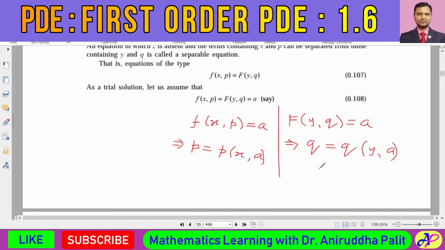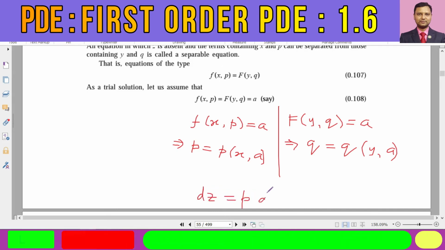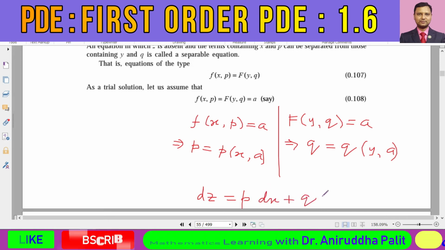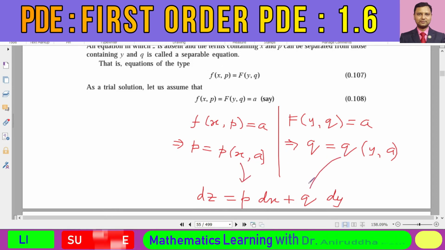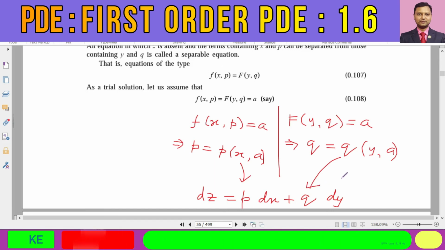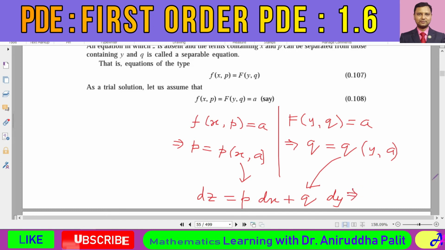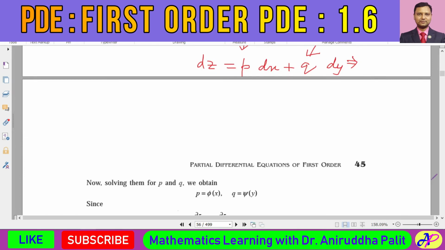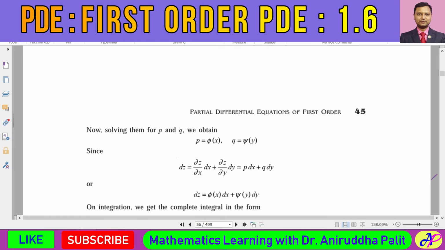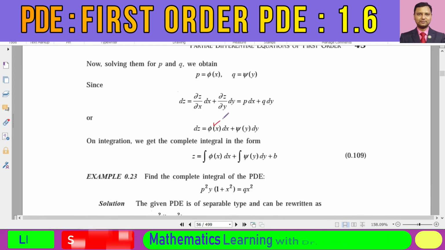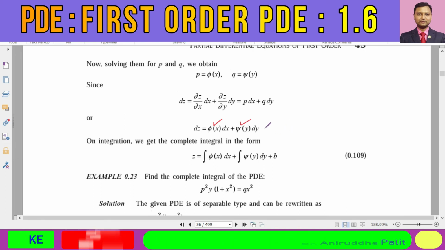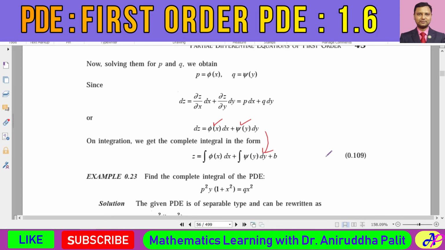And because we got the expressions of p and q, in this relation dz is equal to p into dx plus q into dy, we can put these expressions of p and q, and afterwards we can integrate it, or we can convert it into a certain form which will be easy to integrate. And if it is easy to integrate, then only we can proceed. So over here we will have this type of relation. This is the expression of p, this is the expression of q, and afterwards after integration we will have a solution of the given partial differential equation in separable form.